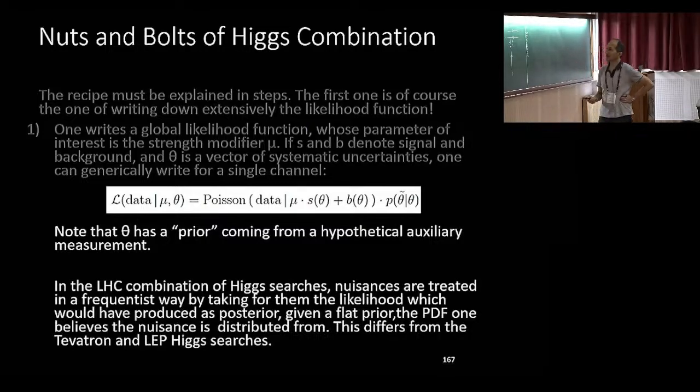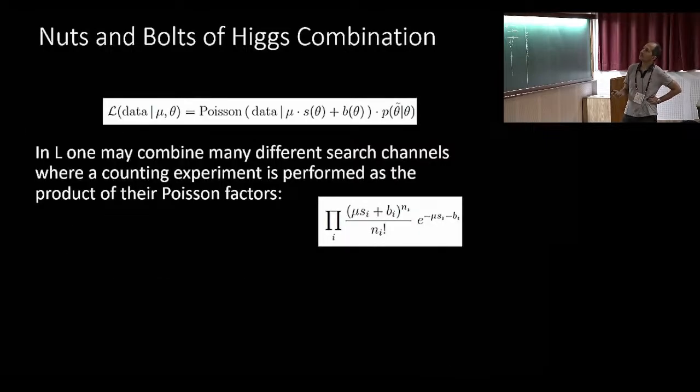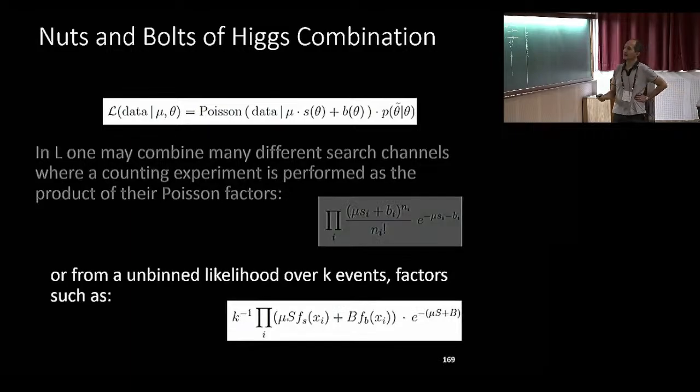And this I just said. So if we have this likelihood, we can take a product of Poisson factors for many different final states and many different counting experiments. Or we could have an unbinned likelihood over a number of events that were observed, where you have a certain fraction of signal that you expect multiplied by its own PDF plus a fraction of background multiplied by its own PDF. And you can combine all these Poisson factors into a giant likelihood. It will have tens of different factors combined. So it's a product of probabilities, which you then take the logarithm of.